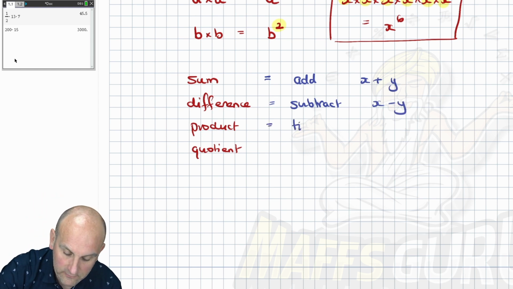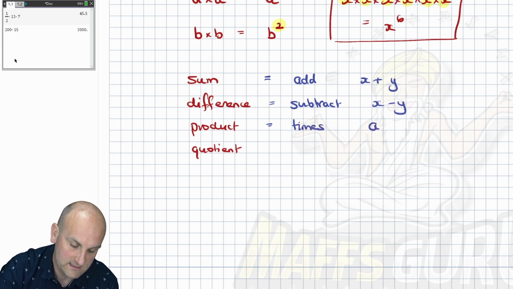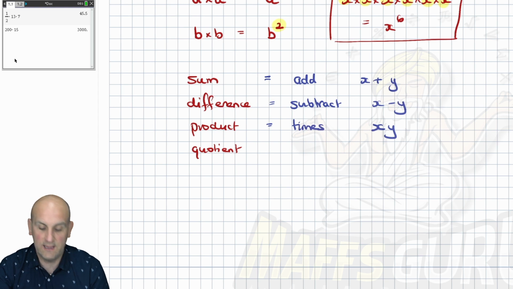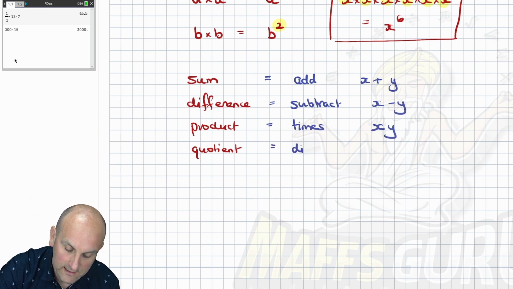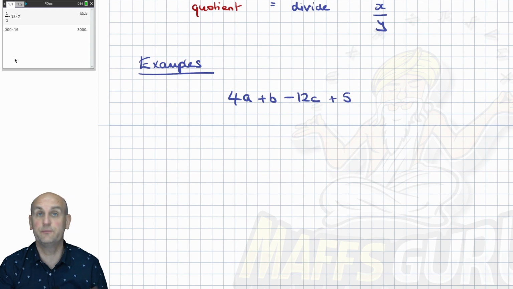Product is times. All right, so the product of two things, let's stick with the same letters. If I've got X and Y, then I am working out the product of X and Y, and the quotient, strangely, is divide. All right, so if I want the quotient of X and Y, I'd be doing X divided by Y. All right, again, this example is taken from the Cambridge textbook series, so thank you very much to Cambridge.